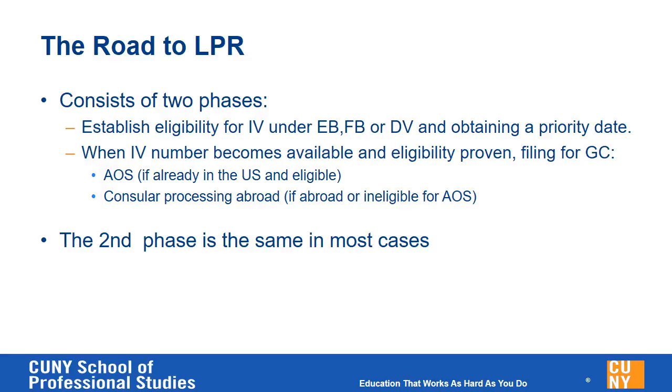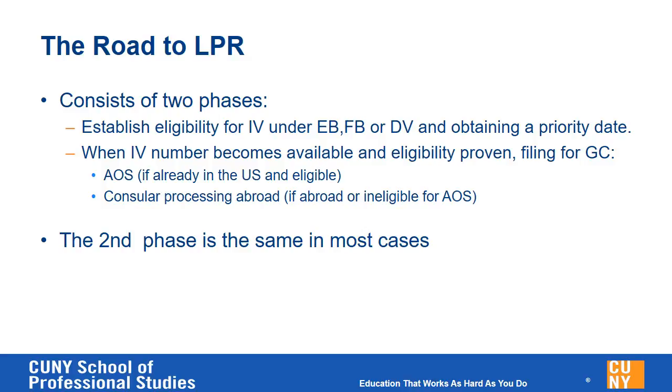The road to permanent residency, LPR, is lawful permanent residence. This is the short term we use all the time. It generally consists of two phases. One, establish eligibility for an immigrant visa under one of the categories that we mentioned, EB, FB, or DV, employment-based, family-based, or diversity visa, or some other smaller group, as we said, and establishing a priority date.